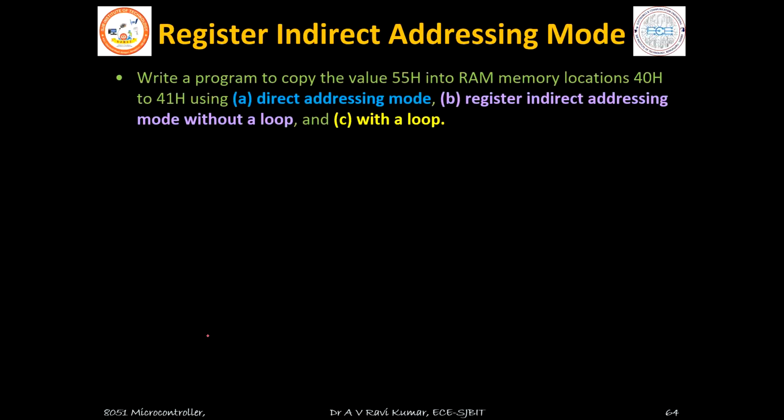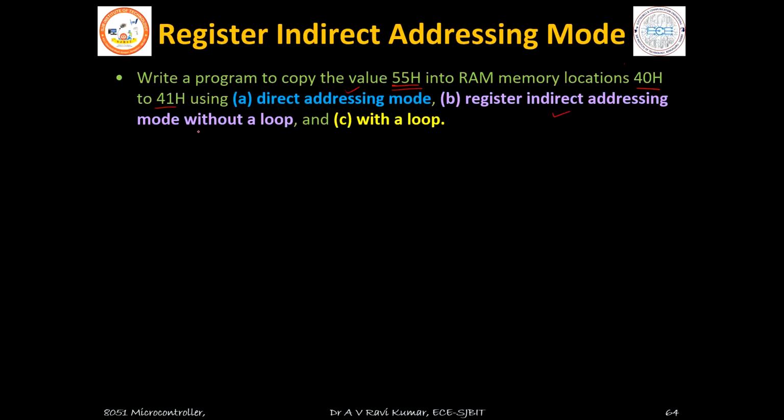Both are the same. We'll write one simple program to understand direct addressing as well as indirect addressing mode clearly, with the loop and without the loop. So write a program to copy the value 55 into RAM memory locations 40H and 41H. The program is simple. The value is 55, which I am supposed to copy into the locations 40H and 41H, by using direct addressing mode and register indirect addressing mode.